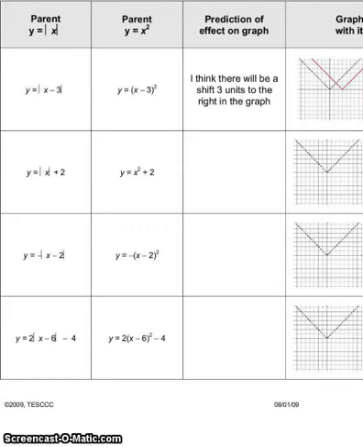So let's look at this first example. I have y equals absolute value of x minus 3. I have y equals (x minus 3) squared. Now, for the prediction of the effect on the graph, guys, I want you to guess. Before we actually come up with what the correct answer should be, we're going to guess. So if you look at what the example says, it says, I think there will be a shift 3 units to the right in the graph.